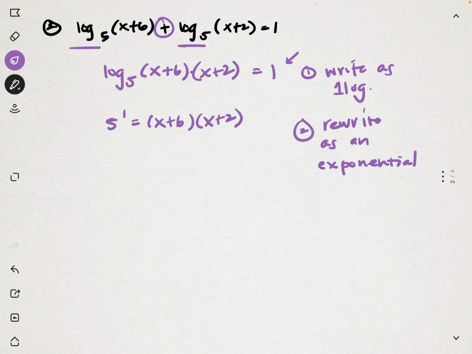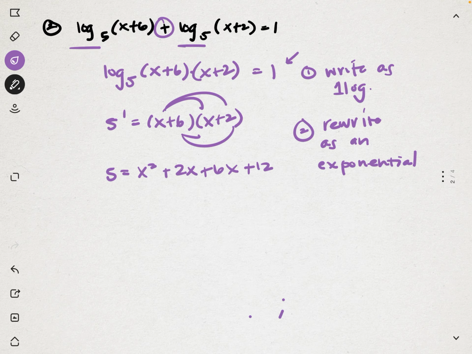So I'm going to FOIL here. We're going to distribute. 5 to the 1 is 5. So we have 5 equals x times x is x squared. x times 2 is 2x. 6 times x is 6x. And then 6 times 2 is 12. Right, if we're solving this, let's simplify first.